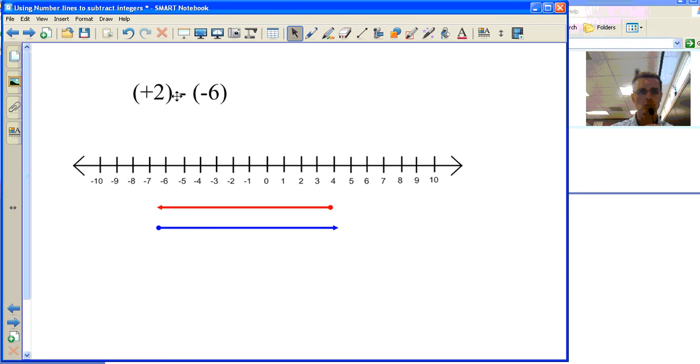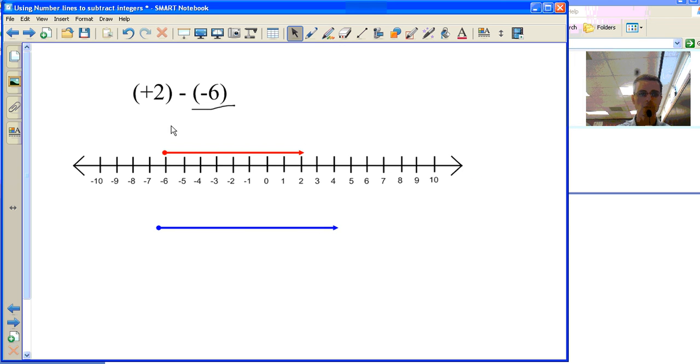All right, so we're going to go to the next one. We have +2 subtract -6. Which number do we look at first? With subtracting integers using a number line, we look at -6 first, the second number. So we find -6. This is where we're going to start. Then we go up the number line to +2, and we'll stop.